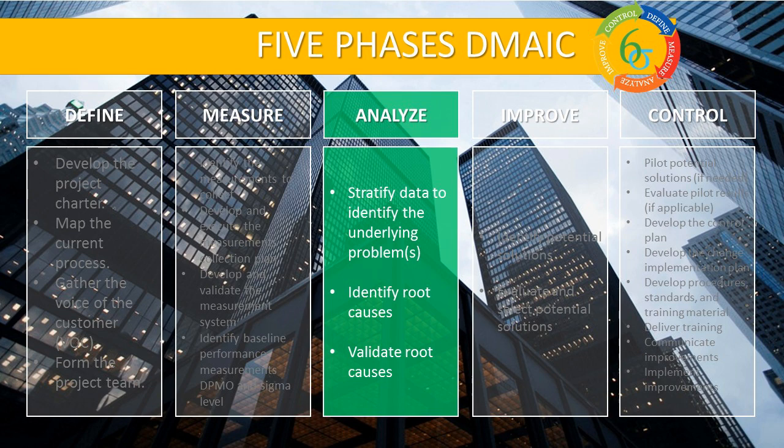Analyze. This phase focuses on isolating the top causes behind the critical to quality characteristics, or CTQ, or the metric that is being examined. These steps identify any gaps between current performance and goal performance, prioritize improvement opportunities, and identify any sources of variation. Tools used may include hypothesis testing, time series plots, histogram, scatter diagram, the Pareto chart, fishbone diagram, and multivariate analysis.